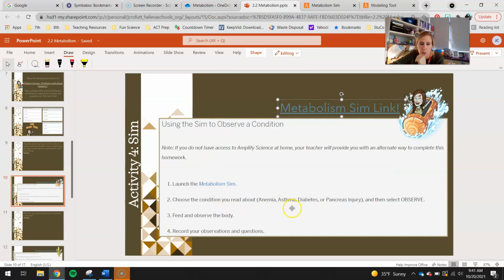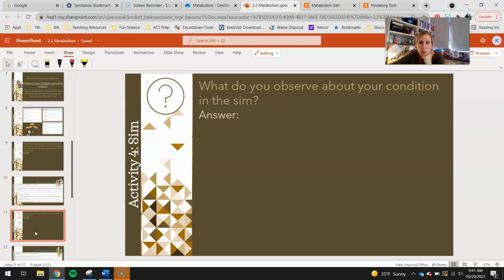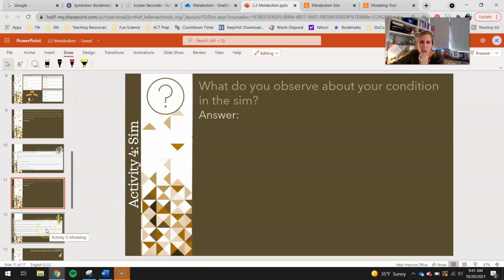Okay, so choose the condition you read about, anemia, asthma, diabetes, or pancreas injury, and then select observe, feed and observe the body. So give them a little bit of everything just to make sure, and record your observations and questions. So what do you observe about your condition in the sim? So really think about what a healthy body has been looking like. You guys have that model we did in the beginning. What does that healthy body look like, and how is your model with this medical condition different?